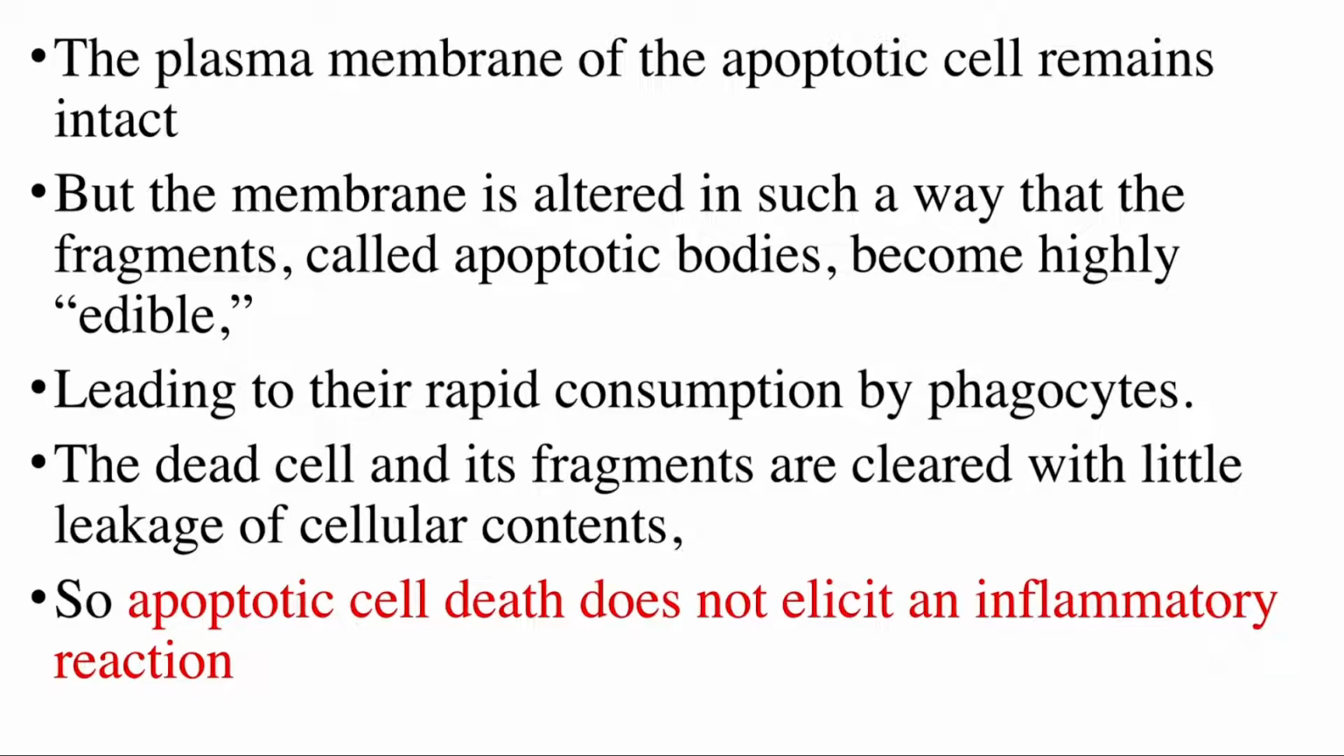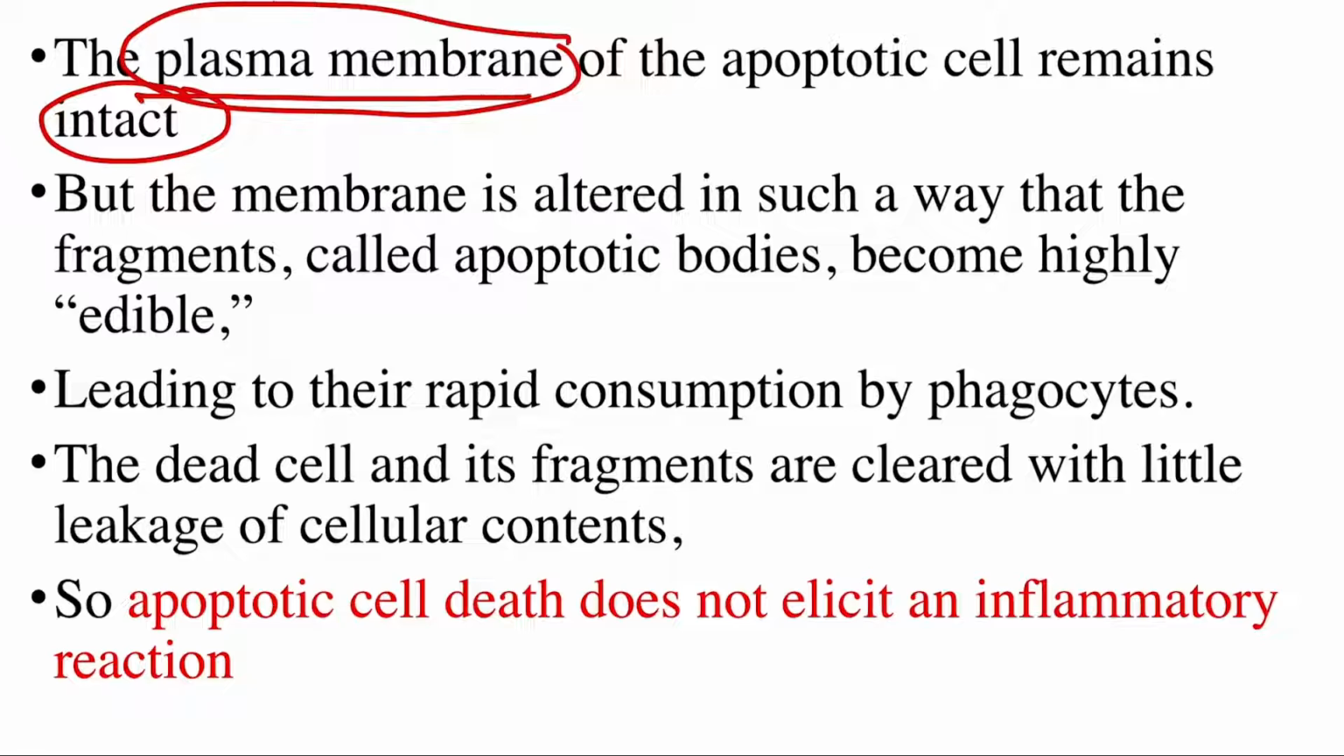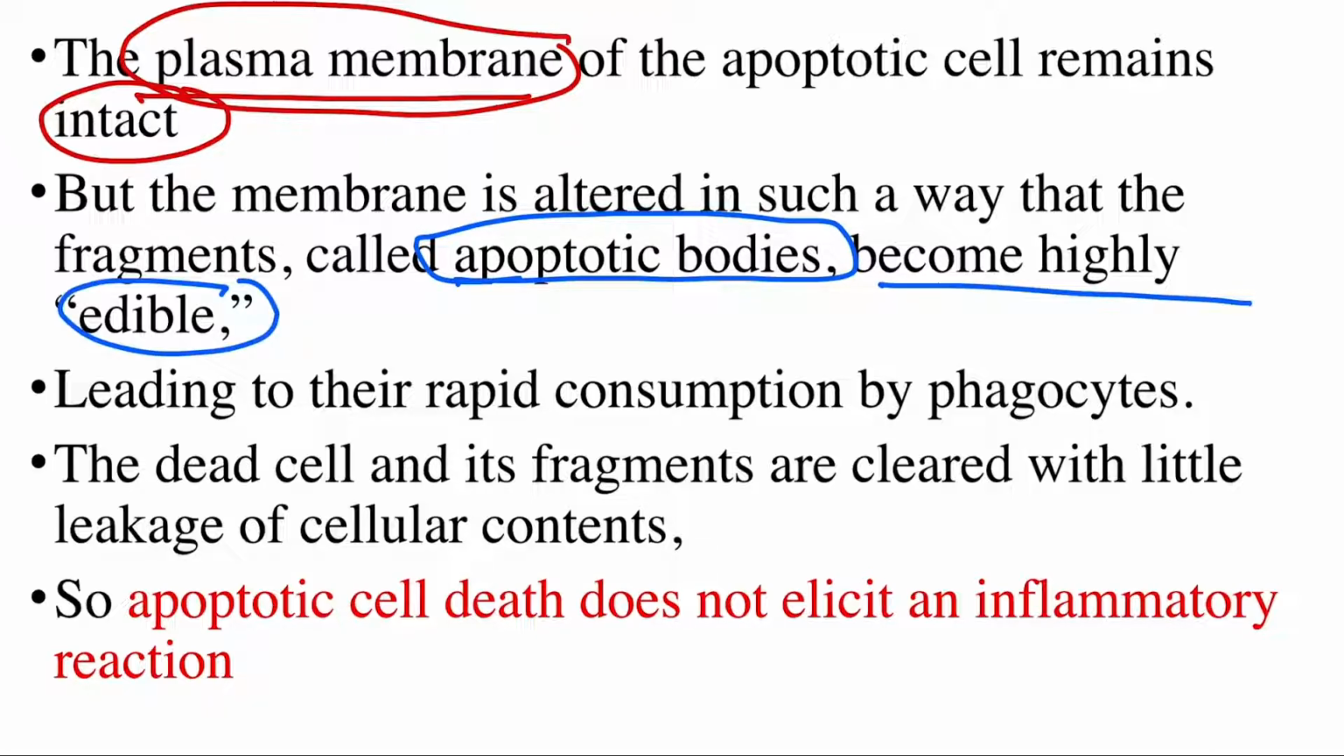So a little bit about what actually happens to the apoptotic cell. The plasma membrane remains intact. The plasma membrane of the apoptotic cell remains intact, but the membrane is altered in such a way that the fragments, which are called the apoptotic bodies, become highly edible.